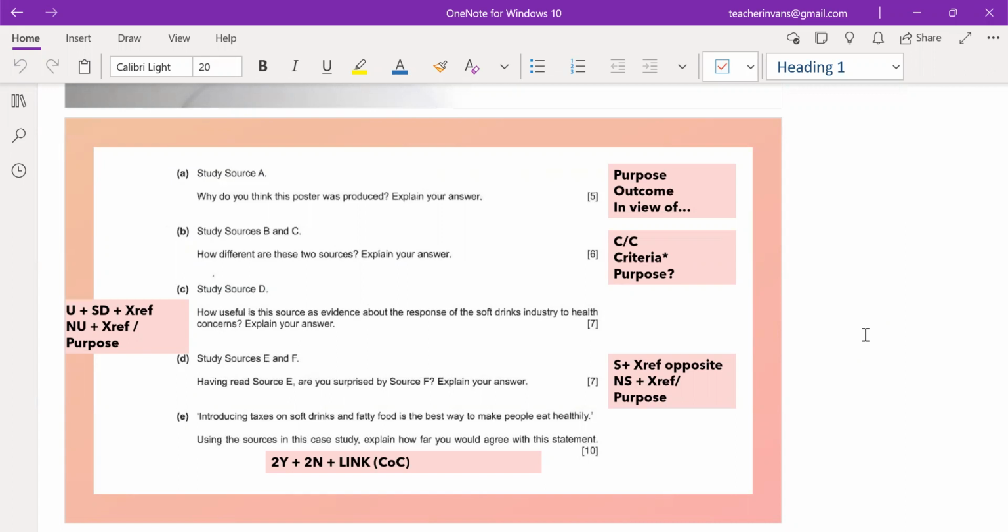Now let's take a look at this. Because this was in 2019, it was worded as A, B, C, D, E. Of course, we all know that it has changed since then. We are looking at 1, 2, 3, 4, and 5. So let's take a look at the first question. We are looking at: why do you think this poster was produced? So it is a why question.